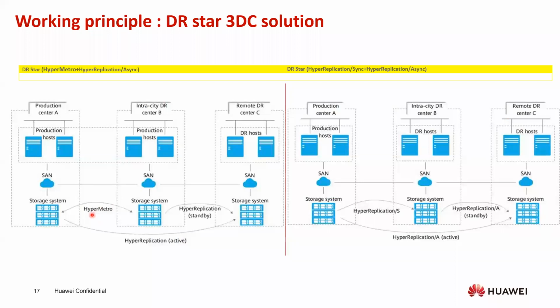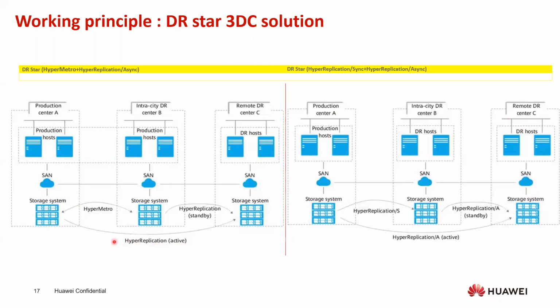One is hypermetro, and the other one is sync replication. So you can see here, site A is replicating the data to site B in a hypermetro manner, in an active state, and from site B to site C, it is standby replication. So it is not active, and from site A, it is active replication to site C. So you can see here, it is active sync replication.